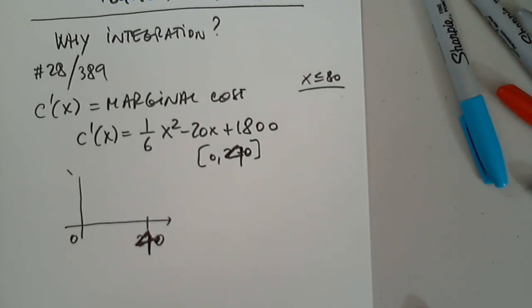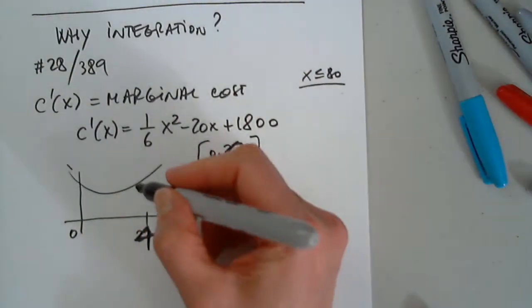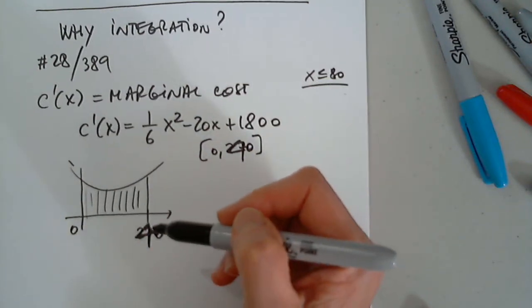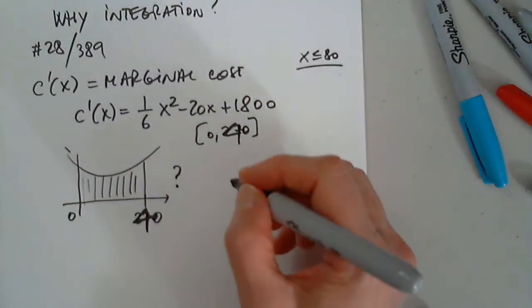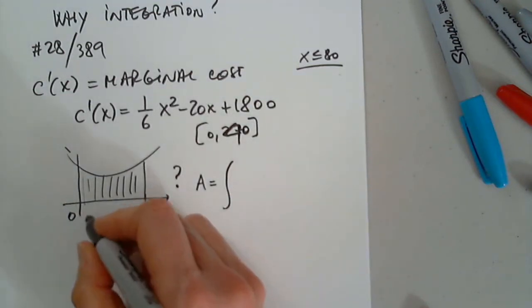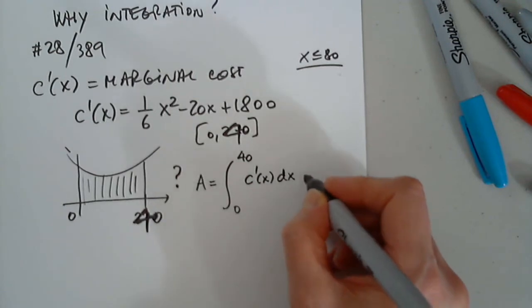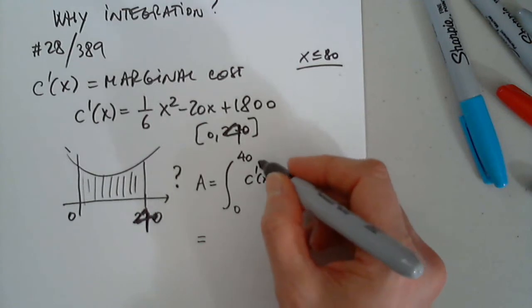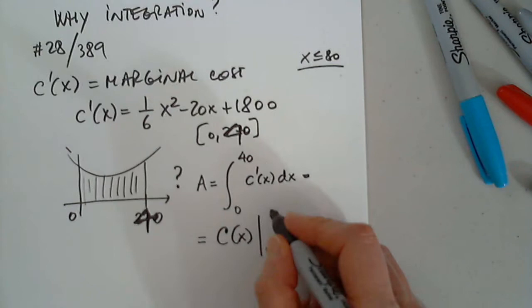My apologies. Very good. So the function has a minimum. So we are really asked to find this area. The question is why? And the answer is, if I find this area, I will find the integral between 0 and 40 of c prime of x dx. And what this means is the antiderivative of c prime is c of x evaluated from 0 to 40.